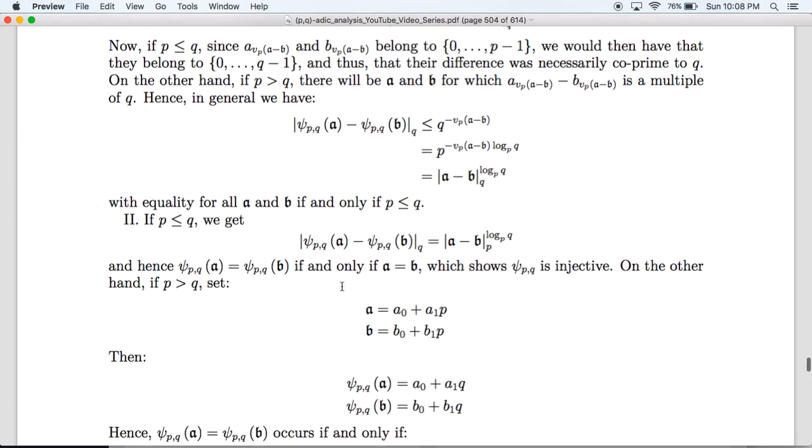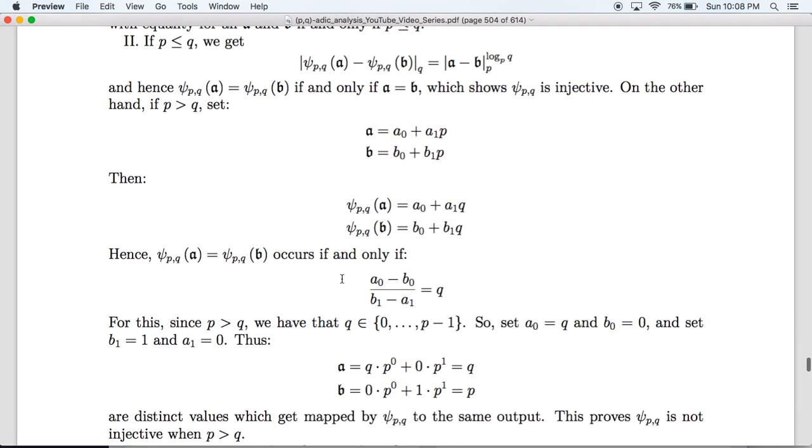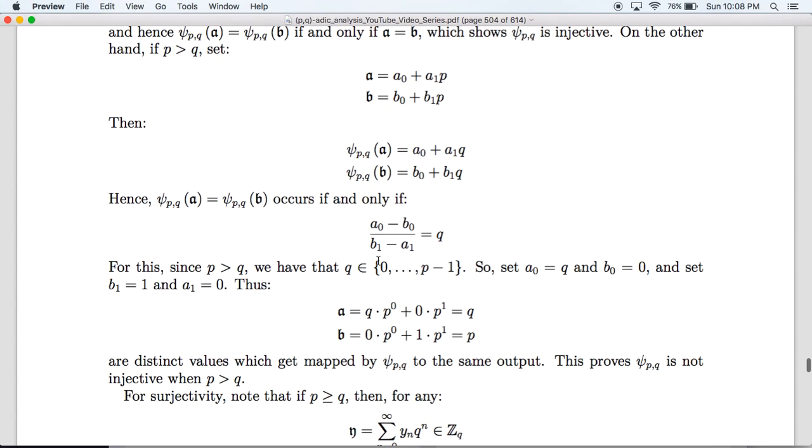On the other hand, if p is greater than q, then by doing just some basic algebra, we see that a equals q and b equals p both get mapped to the same output by phi of pq, which proves that phi of pq is not injective when p is greater than q.